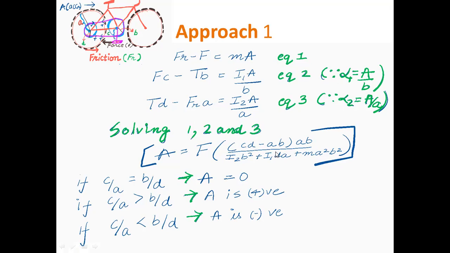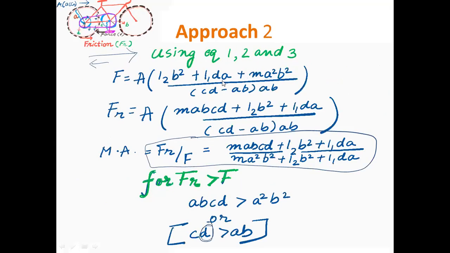And if you have the possibility of changing the length of the pedal, or of changing the radius of the front sprocket, then you can experiment with them as well. This is how the maths would play out, and you can then find out whether it would ultimately give you a positive or negative acceleration. Secondly, as we have already discussed, you can find the mechanical advantage, which is F upon Fr.